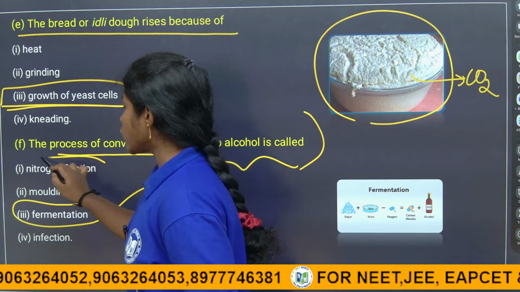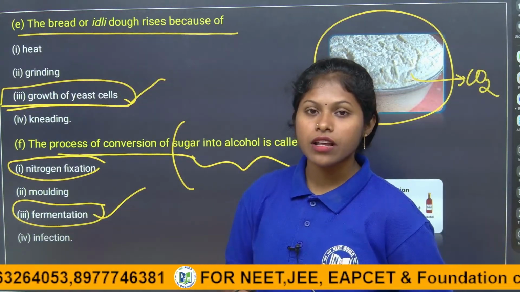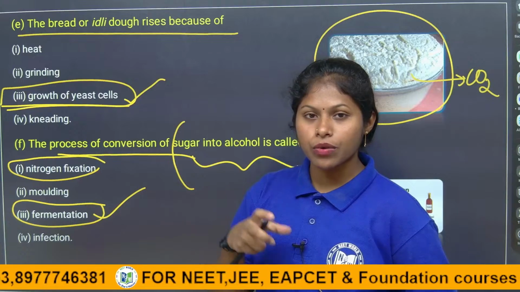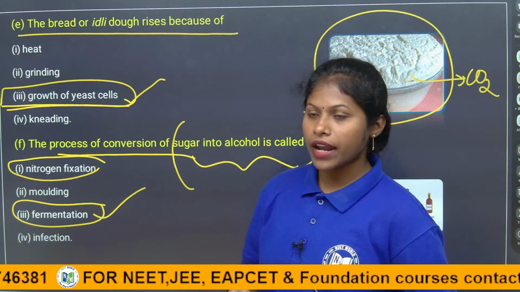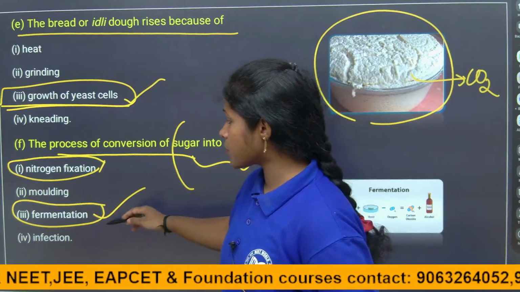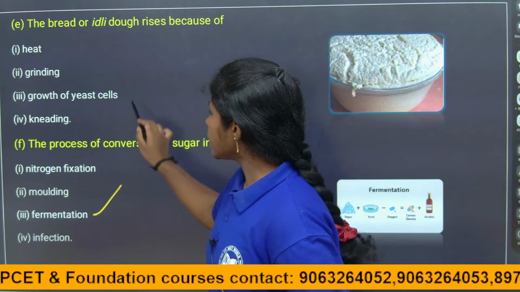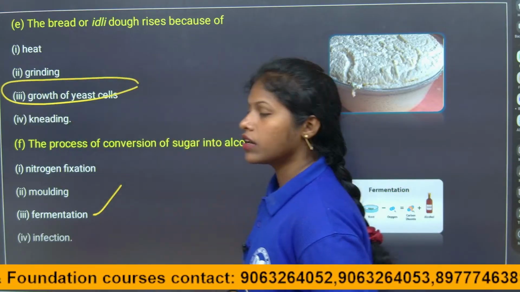Is nitrogen fixation involved in it? No. What is nitrogen fixation, children? The atmospheric nitrogen is converted into a useful form, right. So here bacteria are involved. And so the correct answer for this question is 3. 3 is the correct answer for this question.